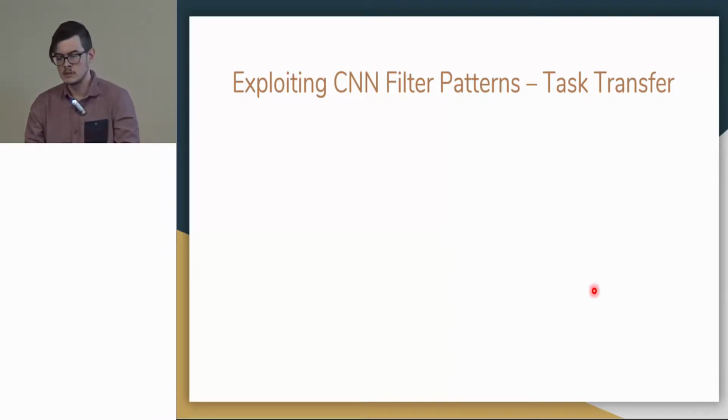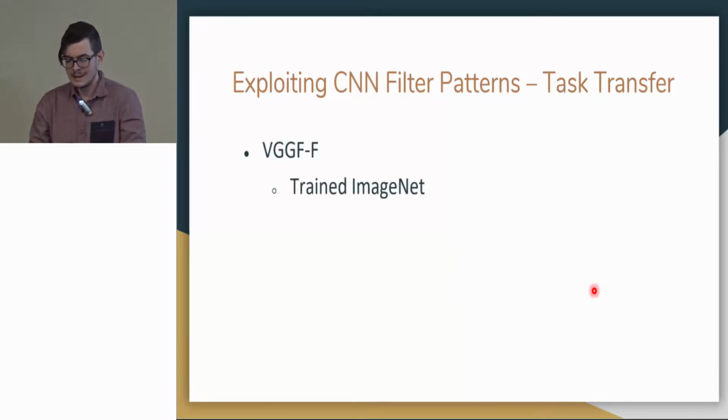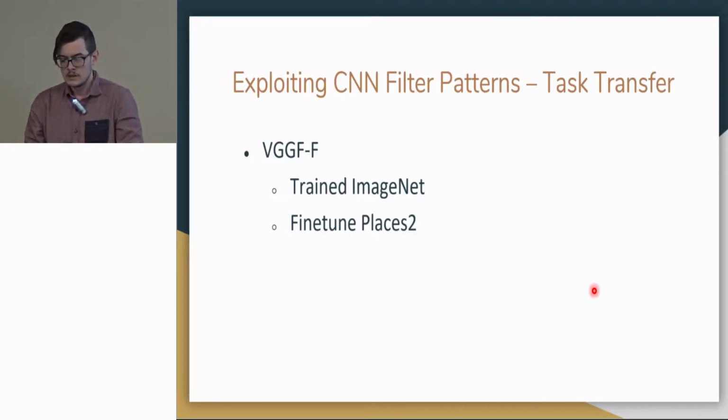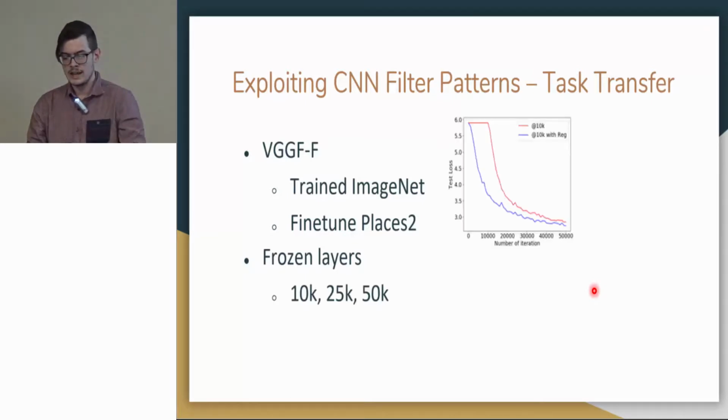Another experiment they attempted was task transference, in which they trained the VGGF network on ImageNet, and then fine-tuned it on the Places 2 data set. This shows results of the network with regularization and without regularization. As you can see here, in blue this time, at 10,000 iterations with regularization, they got less of a loss than without regularization, which means less training but equal performance.